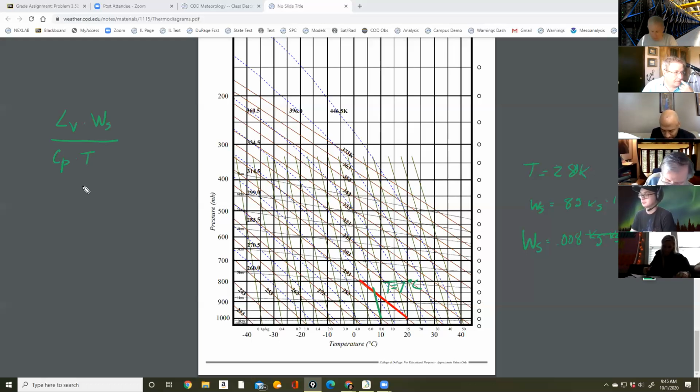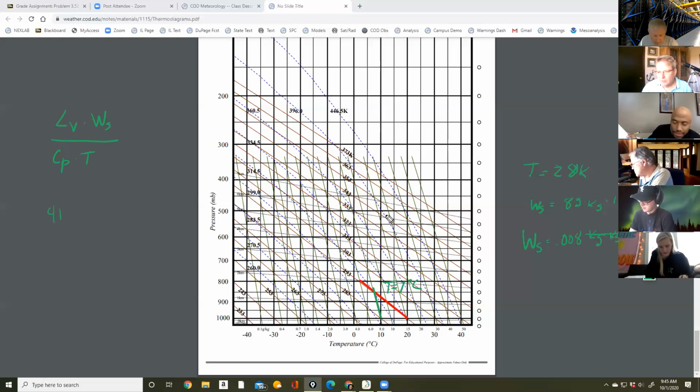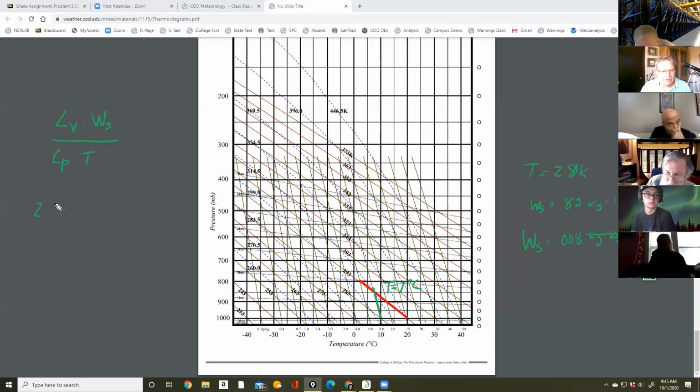He just said 1,004. C_p is 1,004. Right, but what's the latent heat of vaporization? 2.50 times 10 to the 6 joules per kilogram. I'm going to ignore the units for this sake; if you did it on my test, I would take off points. So 2.50 times 10 to the 6 times 0.008 divided by 1,004 times 280. What do you get with that? What is that number?